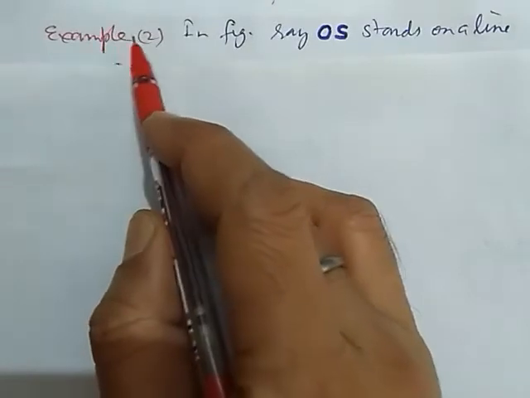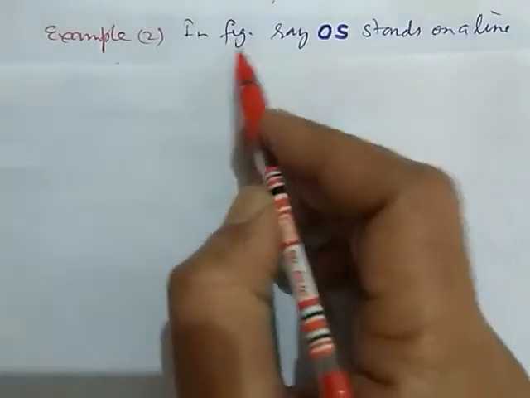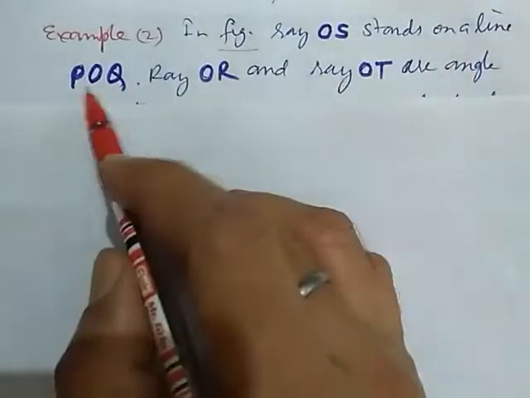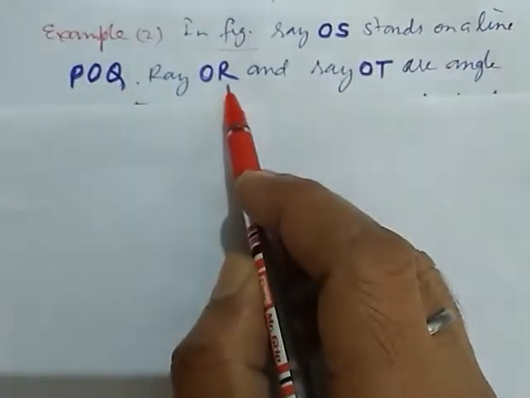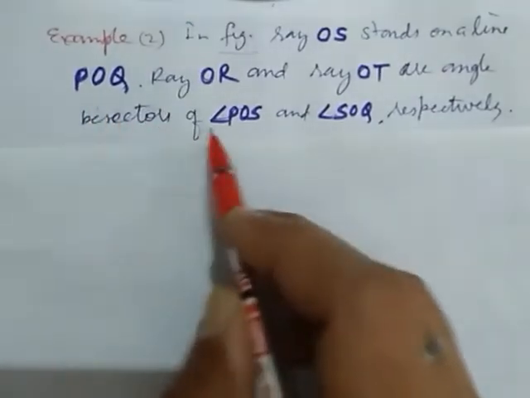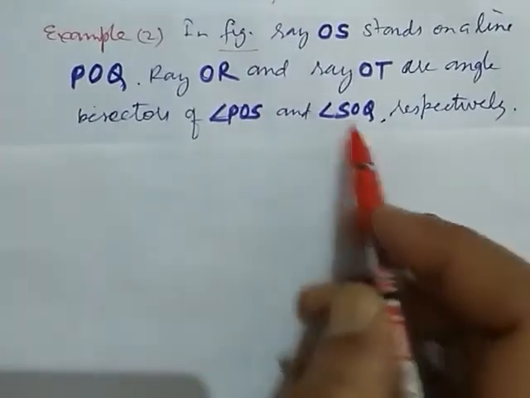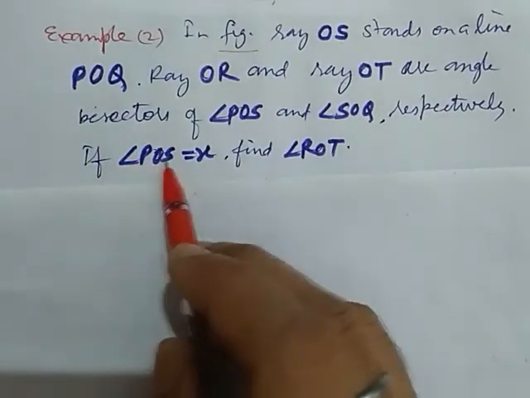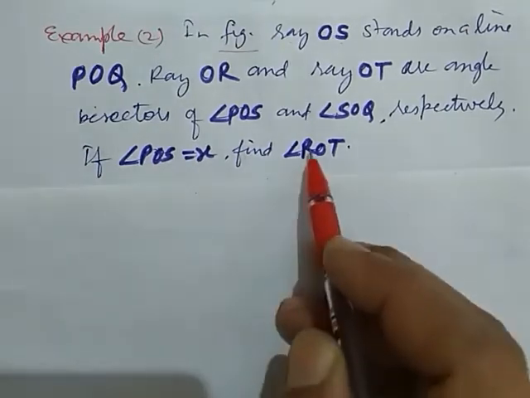Now we take the second example. In the figure, ray OS stands on a line POQ. Rays OR and OT are angle bisectors of angle POS and angle SOQ respectively. If angle POS is x, find angle ROT.